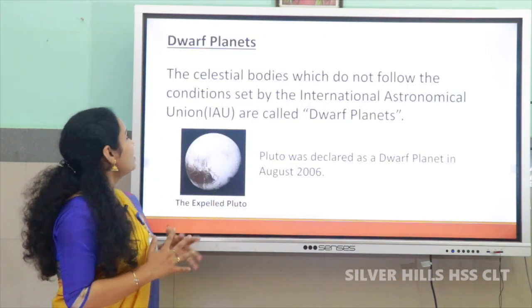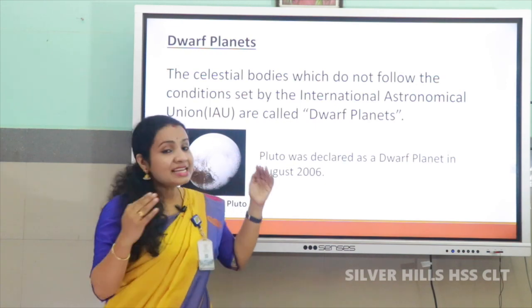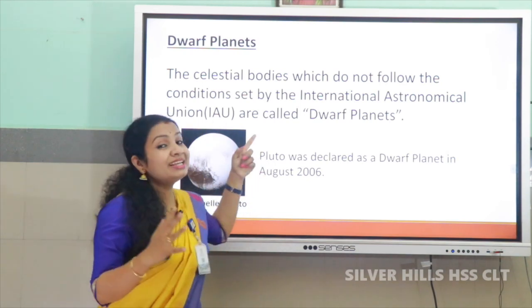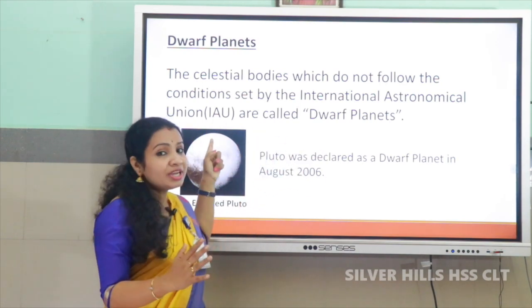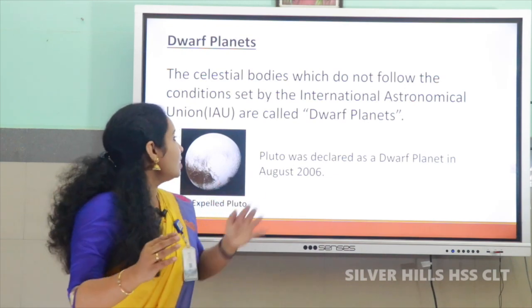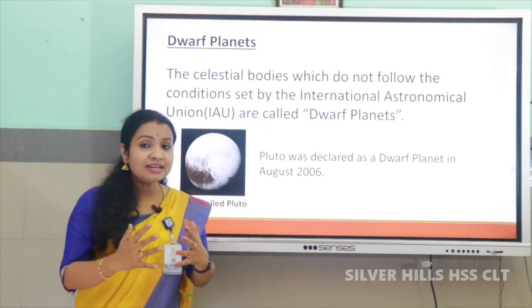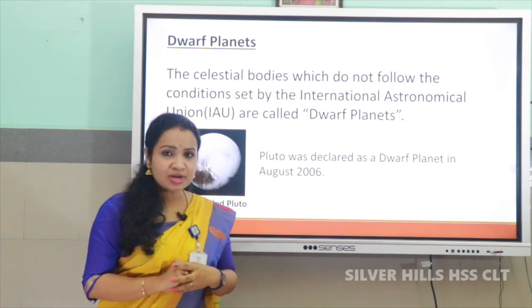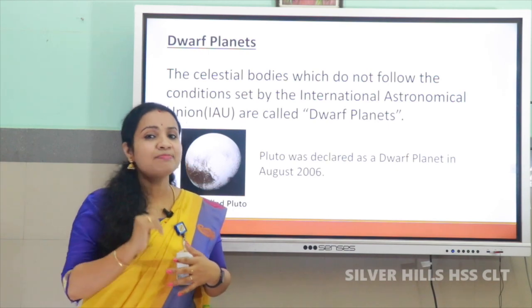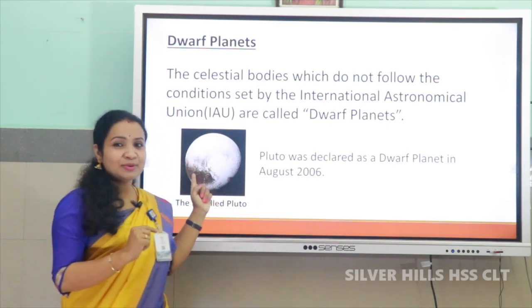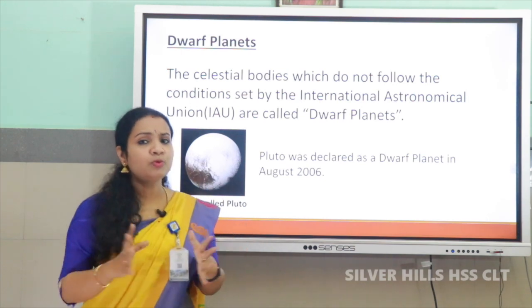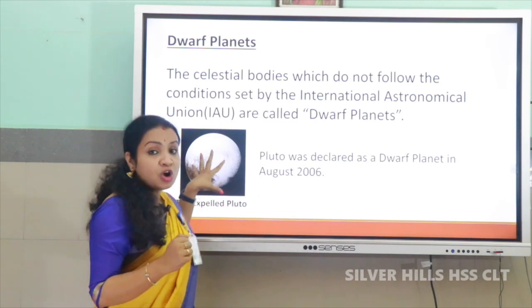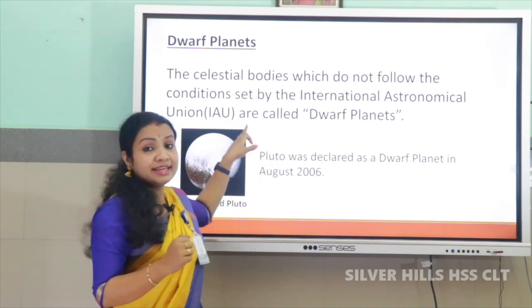Now what is a dwarf planet? The celestial bodies which do not follow the conditions laid down by the International Astronomical Union, that is IAU, are called dwarf planets. See children, when I was a child, I learned that there were 9 planets in the solar system. And do you know children, the 9th planet was Pluto. This is Pluto. Now they have expelled Pluto out of the solar system. Do you know why, children? Because it was not following the conditions laid down by IAU.